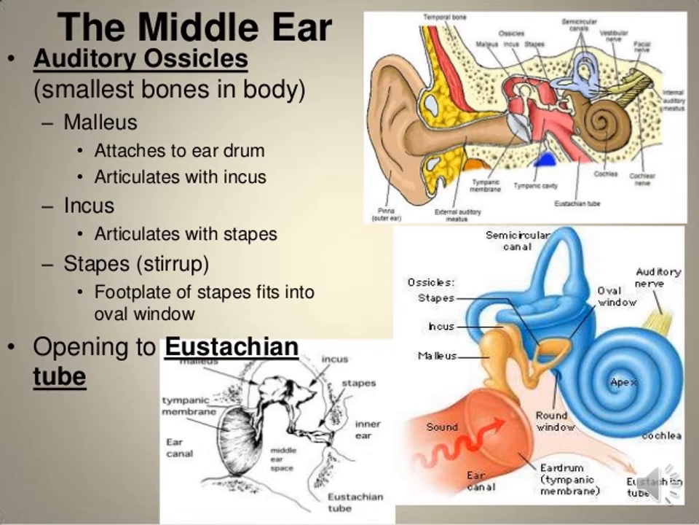The contents of the middle ear, first I would say the ossicles. We have the smallest bones in the body: first the malleus, then the incus and stapes. The malleus is attached to the eardrum and articulates with the incus. The incus articulates with the stapes. The stapes, stirrup-shaped, has a footplate that fits in the oval window. Its opening within the middle ear is called the Eustachian tube.